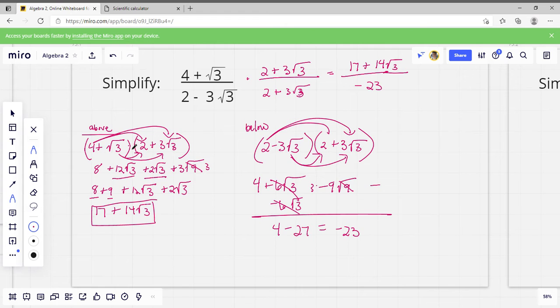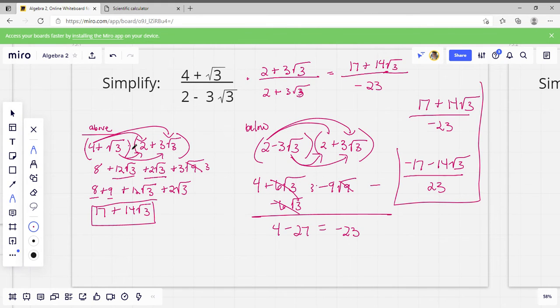And that 17 was supposed to be negative. Nope, that's positive. Okay, so there are two different ways that you can write this. You can write it as 17 plus 14 times the square root of 3 over negative 23. Or you could move that negative to the top and write negative 17 minus 14 times the square root of 3 over positive 23. Either of those is the correct answer.